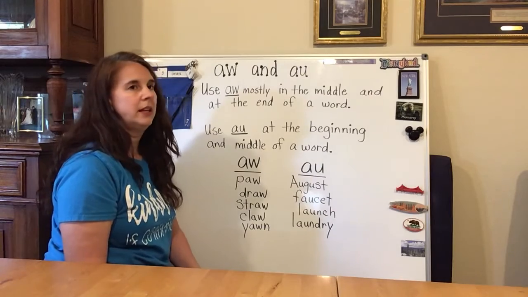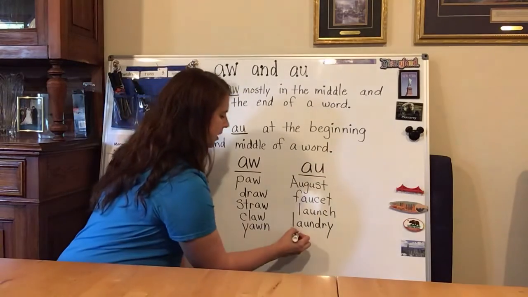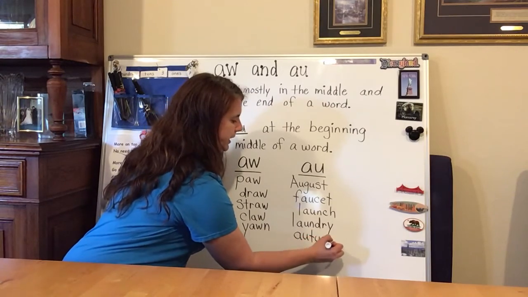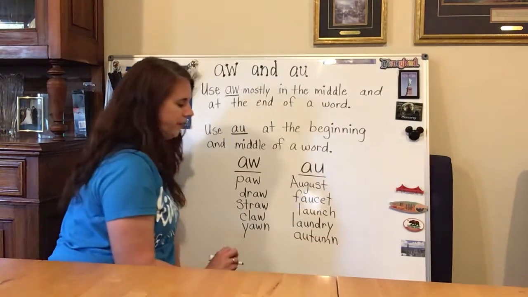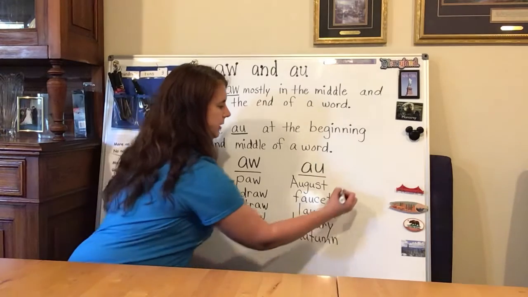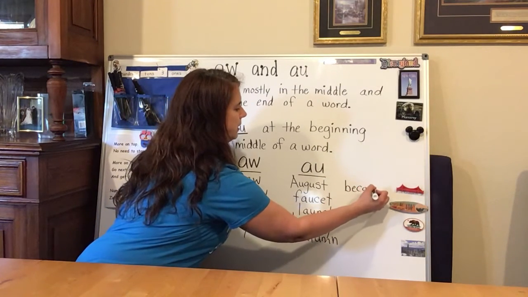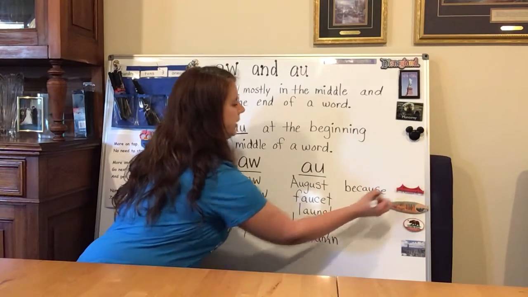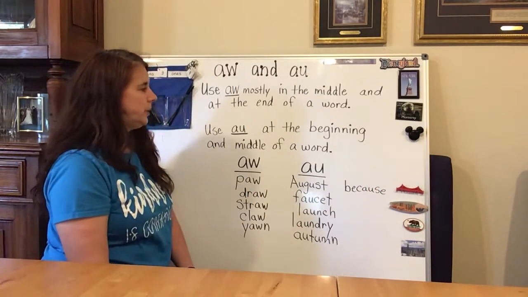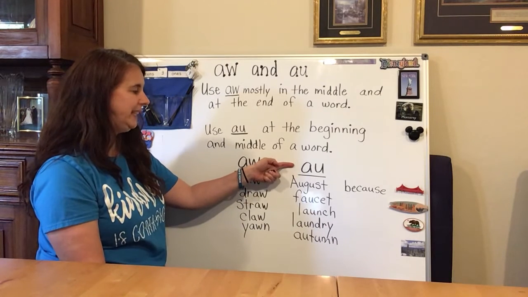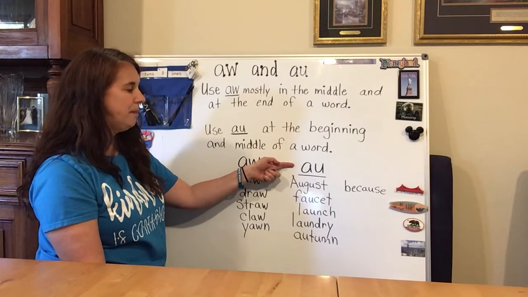And then let's think of another one. Autumn. Autumn is another word for saying the season fall. So we have autumn. Ooh, another one. I'm going to put it over here so you can see it better. Because. That's a word we use a lot in our writing. Because. So here again, we use A-U when it's at the beginning or in the middle of a word.